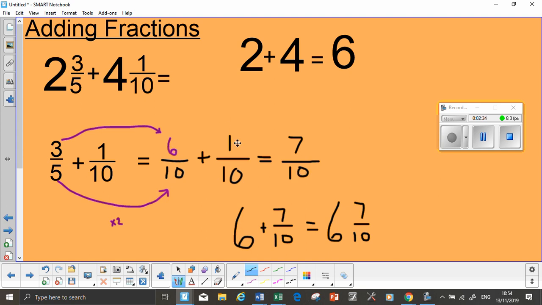You add 6 and 1 to get 7. Then you use your wholes from before, so you add 6 wholes and 7/10, which gives you 6 wholes and 7/10 overall.